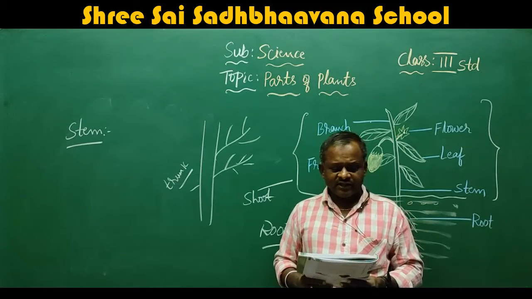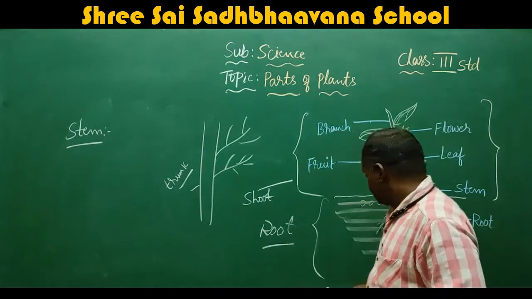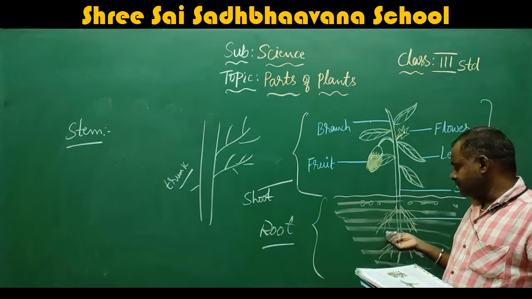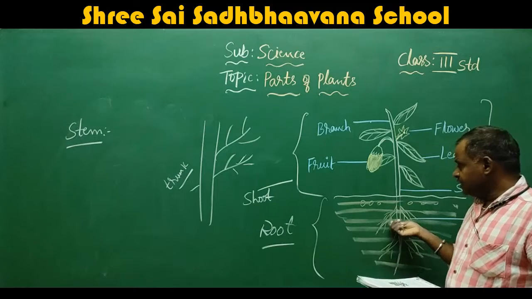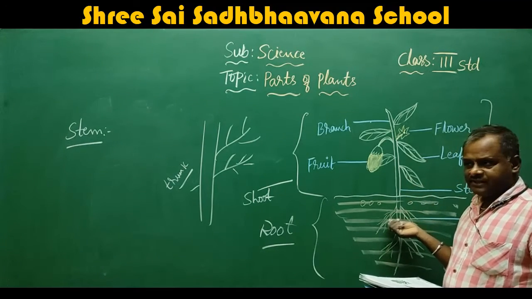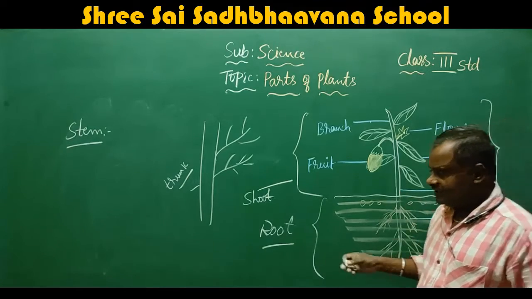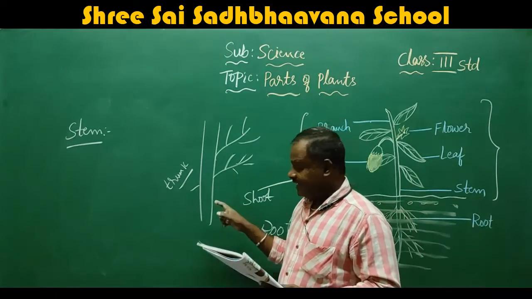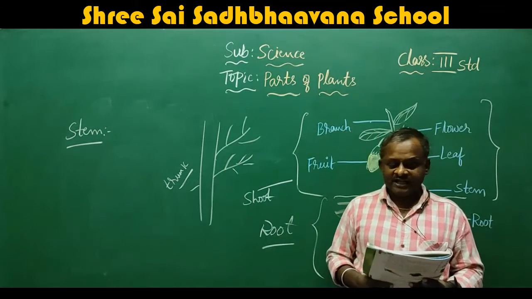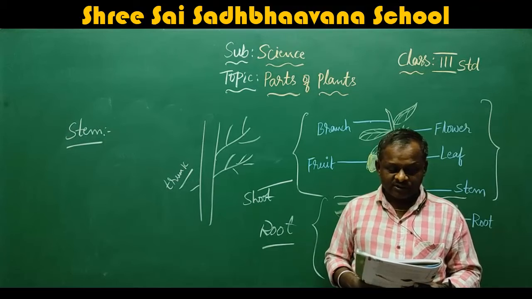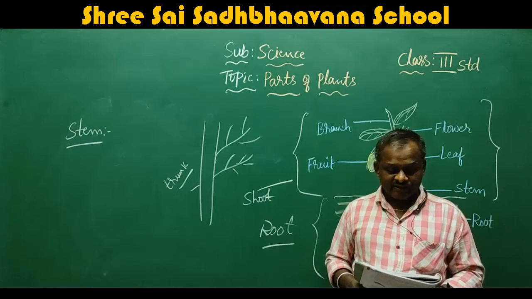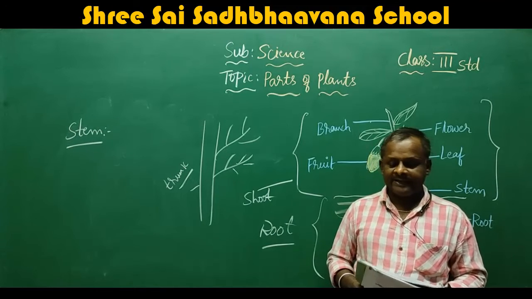Water is also carried to the leaves by the stem. After absorbing the minerals and water by the roots, the roots supply these minerals to the stem. What does the stem do? The stem carries this to the branches and to the leaves. The water absorbed by the roots travels through the stem to the leaves. In the same way, the stem carries the food made by the leaves to different parts of the plant.